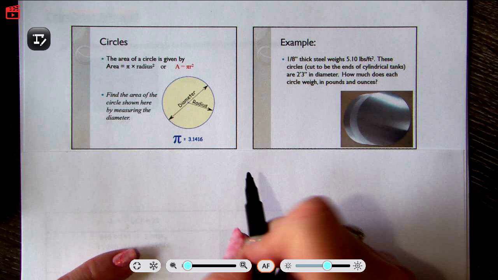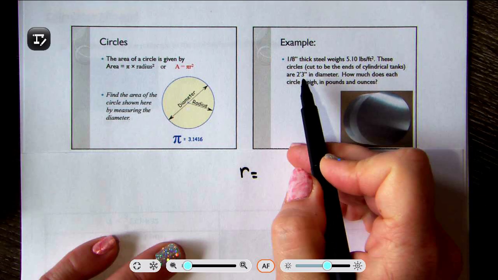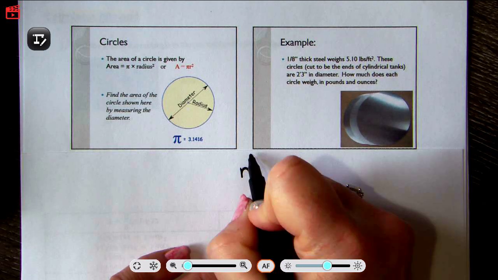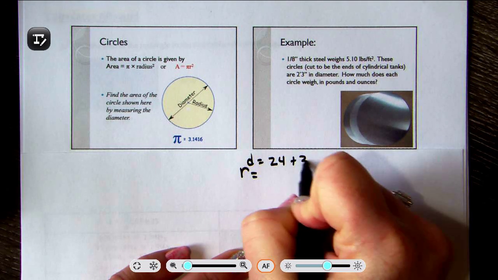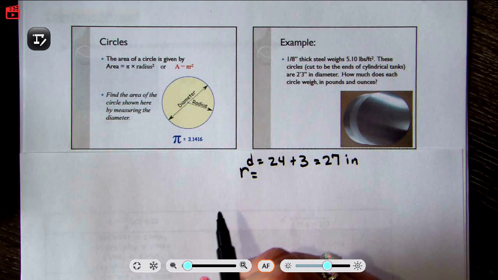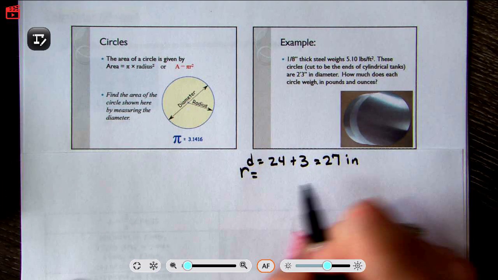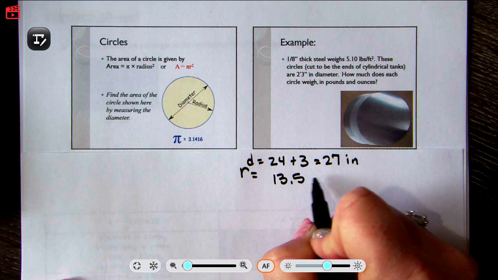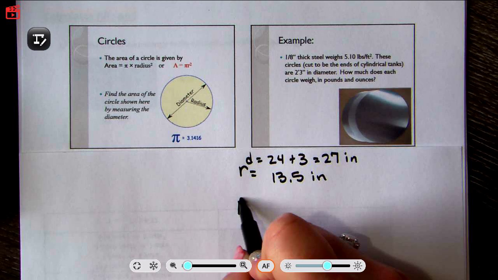So first of all, I need to find my radius. So 2 feet 3 inches, I'm going to turn it all into inches. My diameter is 2 feet, that's 24, plus my 3, that's 27 inches. My radius then is half of that, which gives me 13.5 inches. And I am going to find the area of my circle.